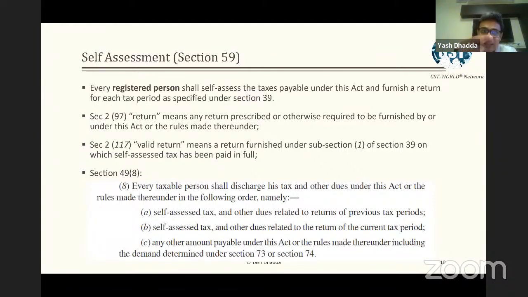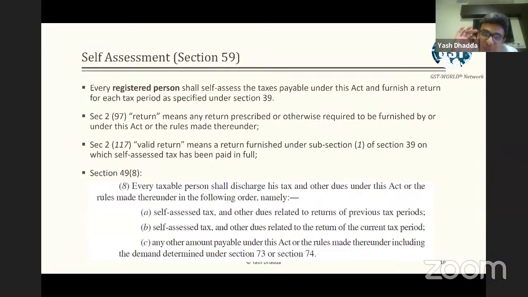Meaning thereby, it kind of gives you an indication, or somebody would raise a question, does the law permit me to file my subsequent return and not file my previous period return? The answer to that would come from section 49 subsection 8, where there is a particular manner of paying of taxes which have been given. Now interestingly, you will also find in section 59, there are two words which are called tax period, and then there is a definition of tax period which is also given under the law.